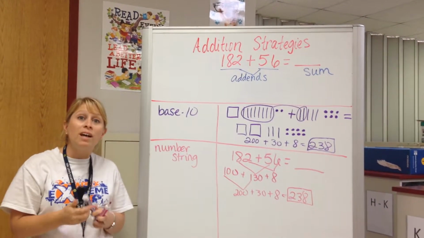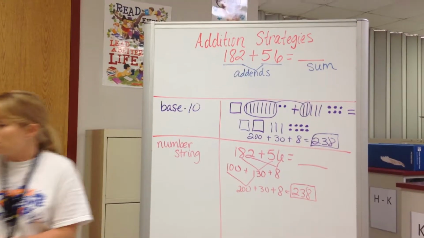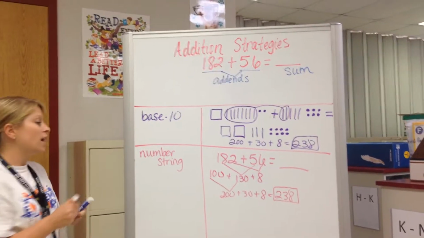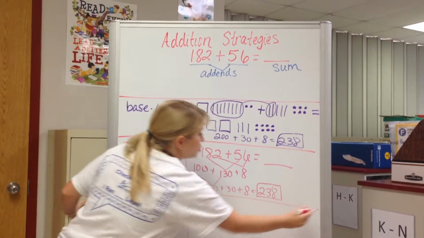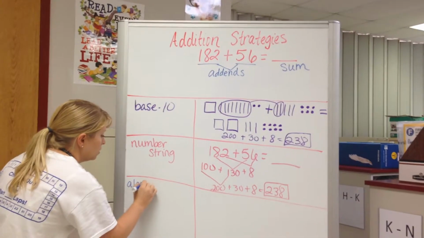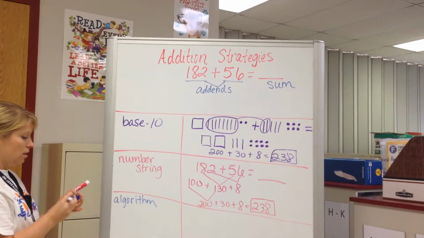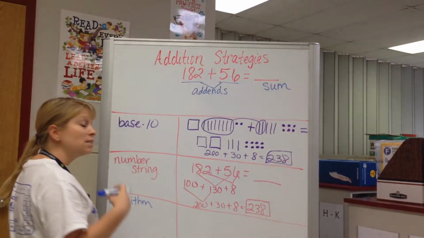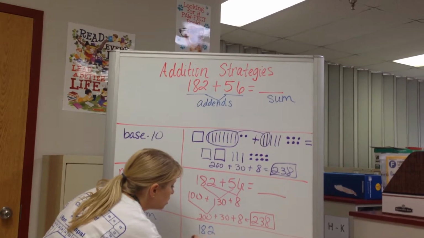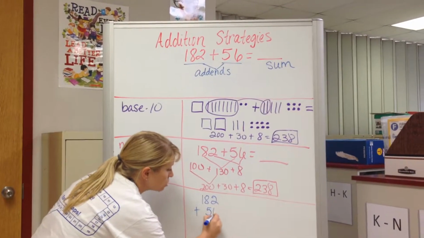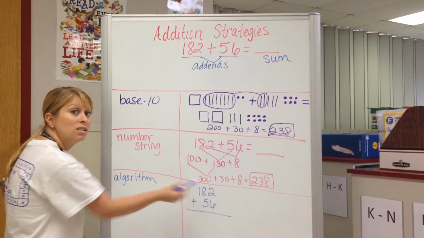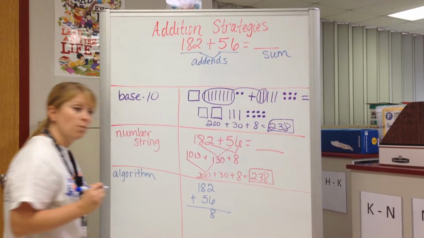Third strategy some of you like to use is the algorithm. Remember, the algorithm is a strategy that we can use as long as we always go back and check our work with a different strategy. So when I set up my algorithm, I need to make sure I set up my hundreds, tens, and ones. So 182 plus 56, I make sure my tens are lined up and my ones are lined up. Now I can add 6 ones plus 2 ones is 8 ones.